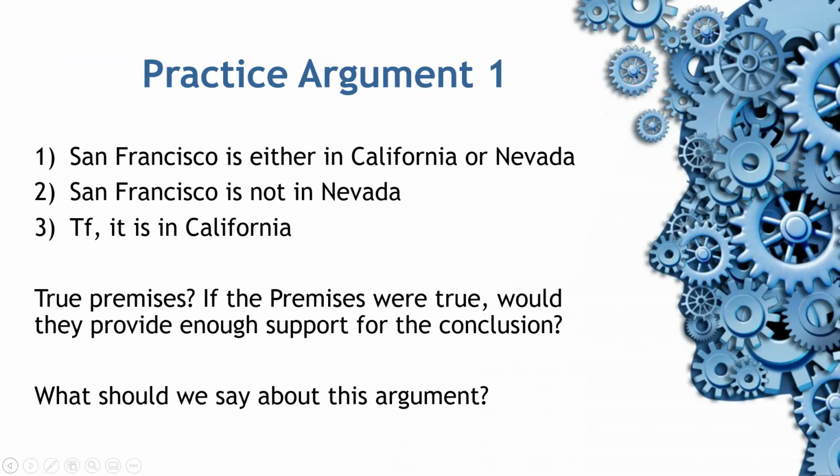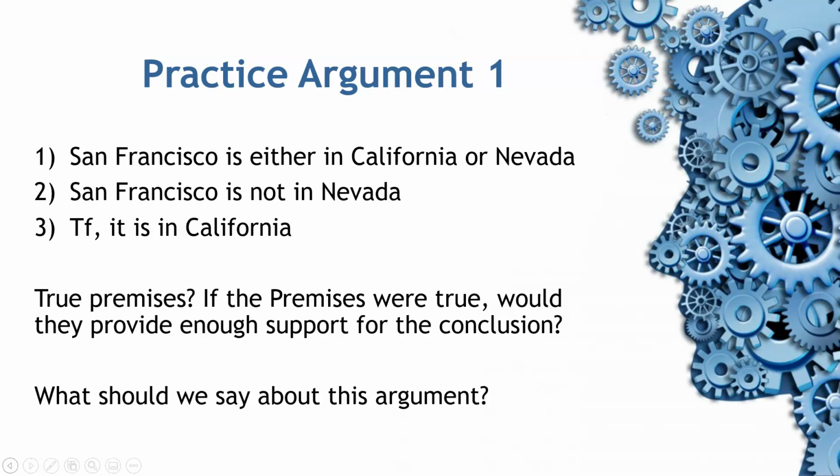Here's the first. Premise 1, San Francisco is either in California or Nevada. Premise 2, San Francisco is not in Nevada. Therefore, it is in California. Does the argument have true premises? Is it true that San Francisco is either in California or Nevada? Yes. Is it true that San Francisco is not in Nevada? Yes, that's also true. So the answer to the first question, does this argument contain all true premises, is yes.